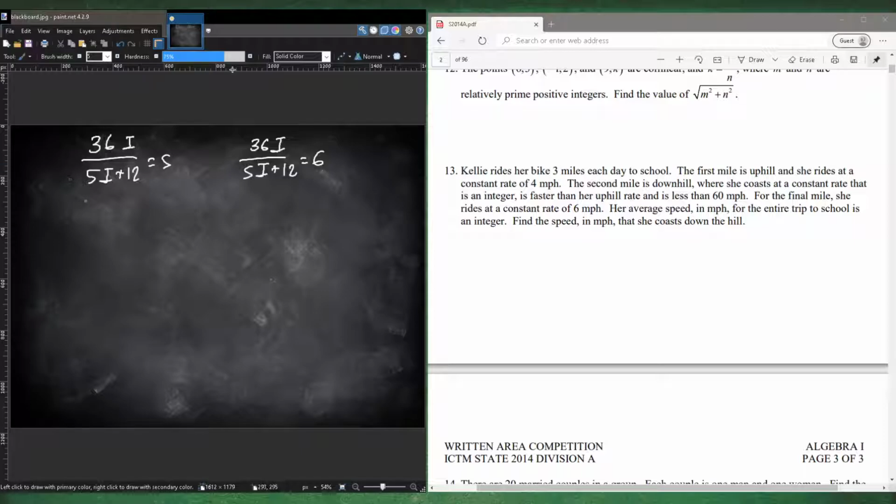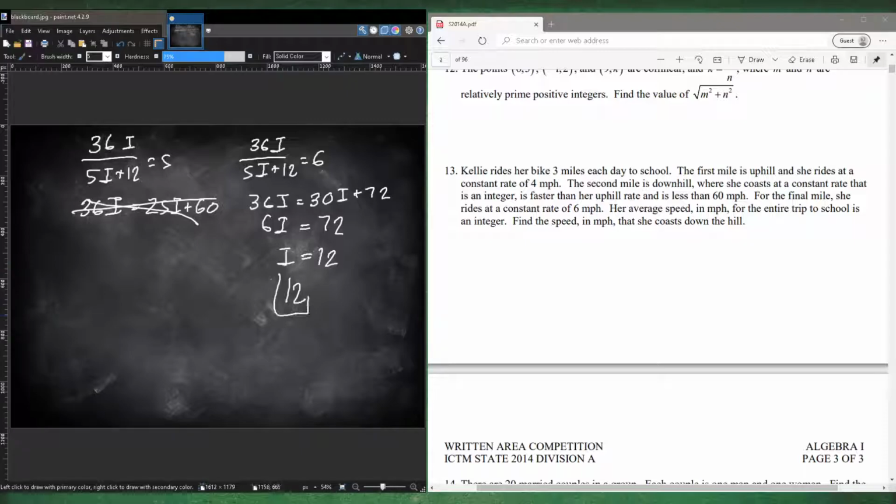So we could just cross multiply, so there's 36i equals 25i plus 60. And for 6, 36i equals 30i plus 72. So 36 minus 25 is 11, and 60 divided by 11 is not an integer, but i has to be an integer. So if it's not an integer, it's not right. And 36 minus 30 is 6i equals 72. So 72 is divisible by 6 for an integer, and that makes 12. So that means her speed downhill is 12, and that's her answer for number 13.